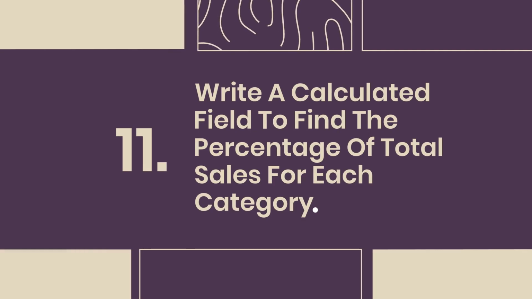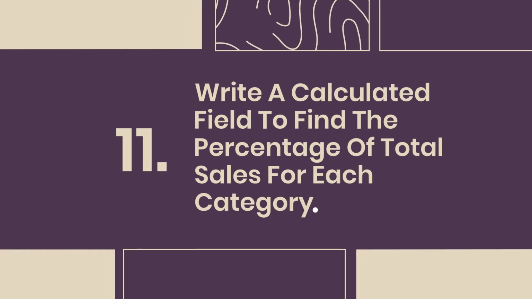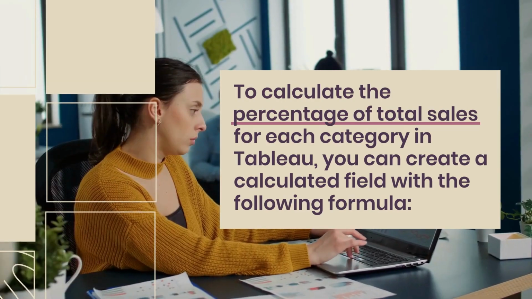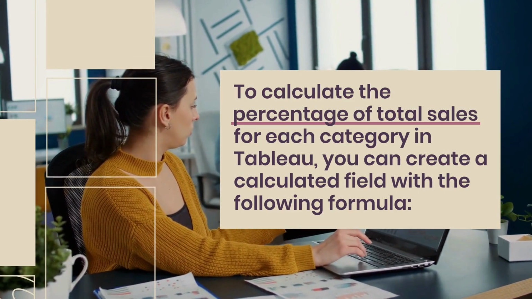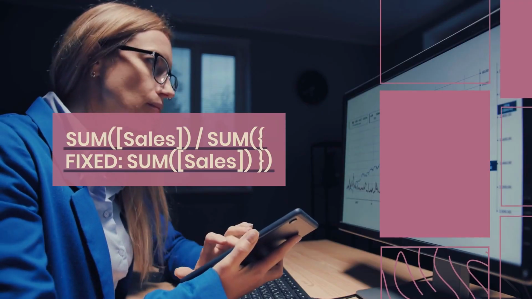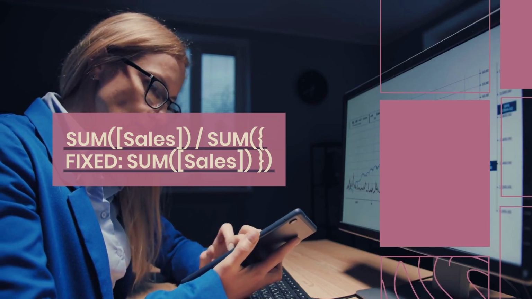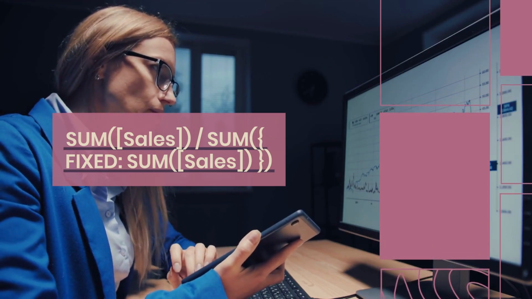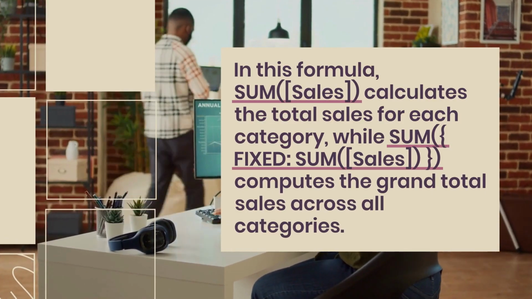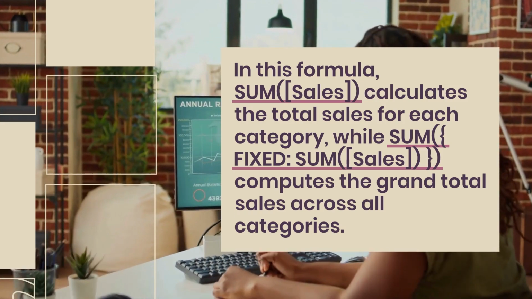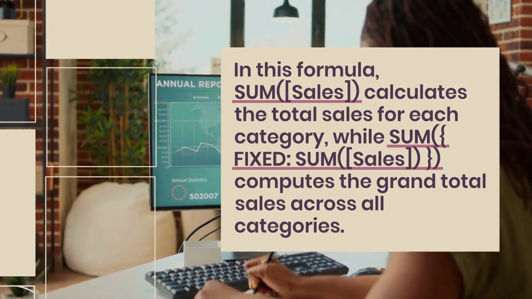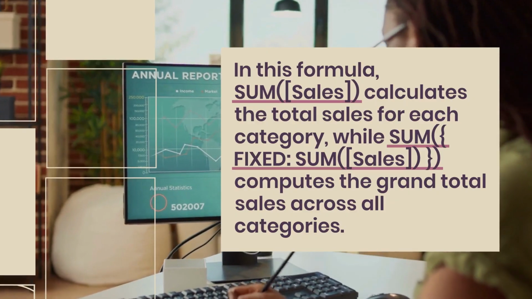11. Write a calculated field to find the percentage of total sales for each category. To calculate the percentage of total sales for each category in Tableau, you can create a calculated field with the following formula: SUM([Sales]) / SUM({FIXED : SUM([Sales])}). In this formula, SUM([Sales]) calculates the total sales for each category, while SUM({FIXED : SUM([Sales])}) computes the grand total sales across all categories.